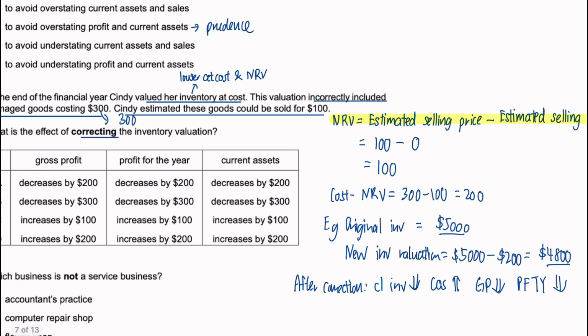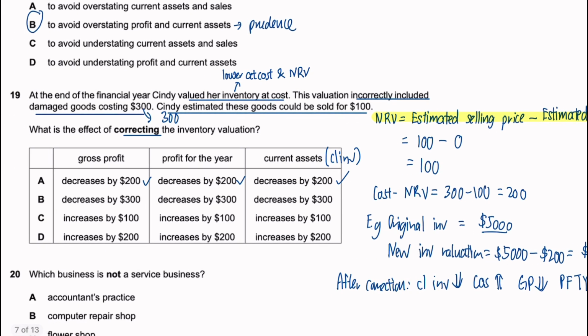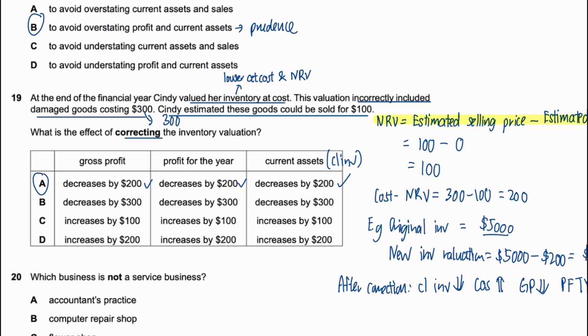So gross profit decreases. Current assets will decrease by 200. Yes, correct, because closing inventory is under current assets, so it will decrease by 200. A is the correct answer.